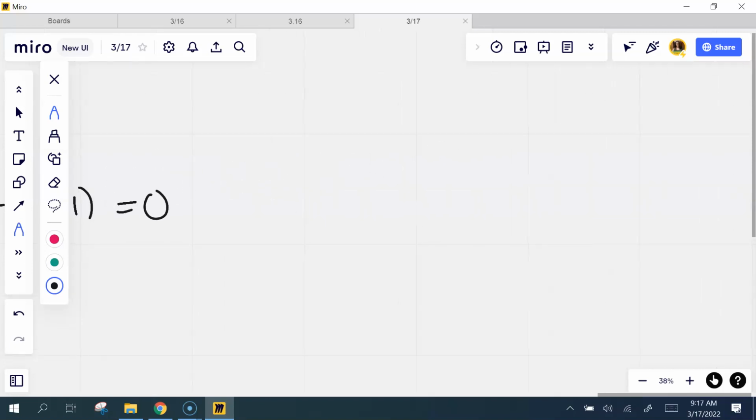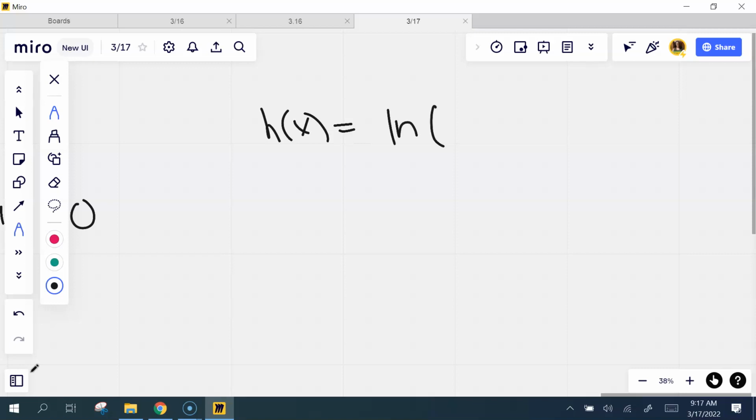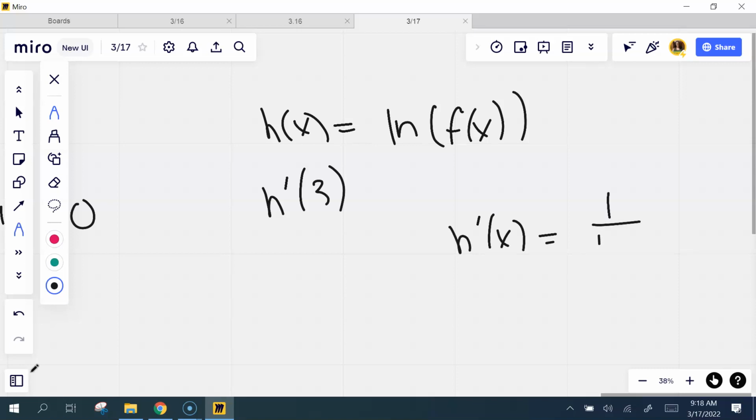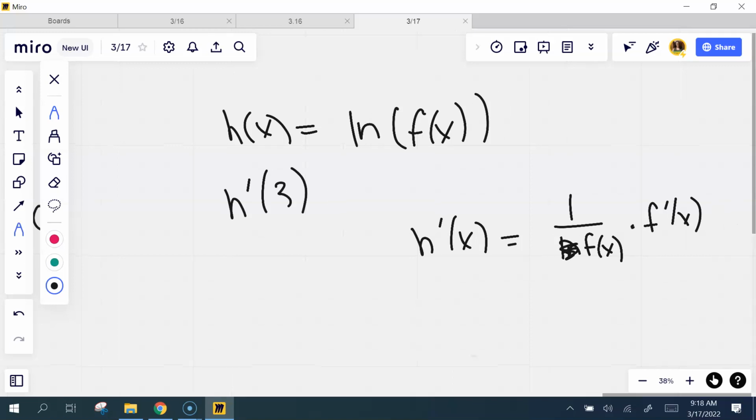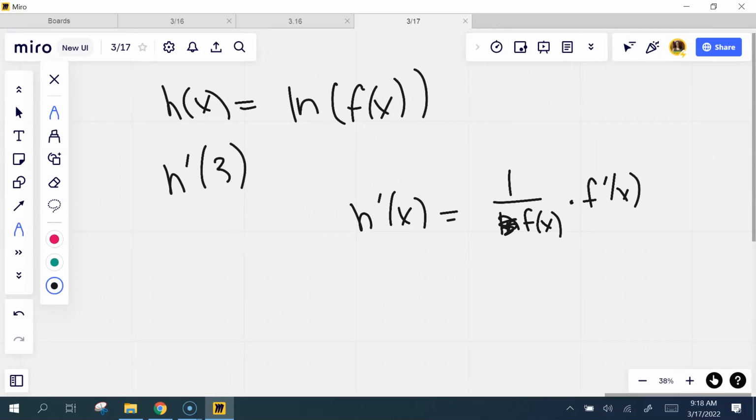All right, part C. The function h is defined by the natural log of f of x. Find h prime of 3. Well, the first thing I did was find the derivative of h, right? So h prime of x, 1 over f of x, and then chain rule says, oh, yep, sorry, getting ahead of myself. And then it says find h prime of 3.